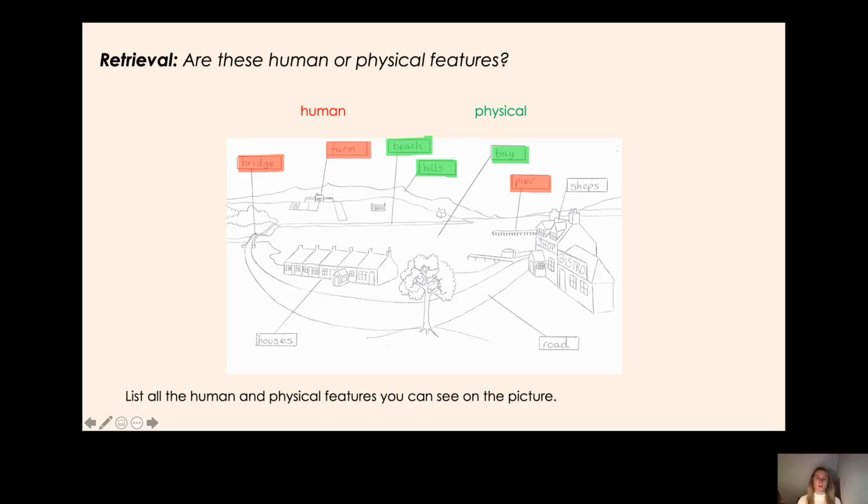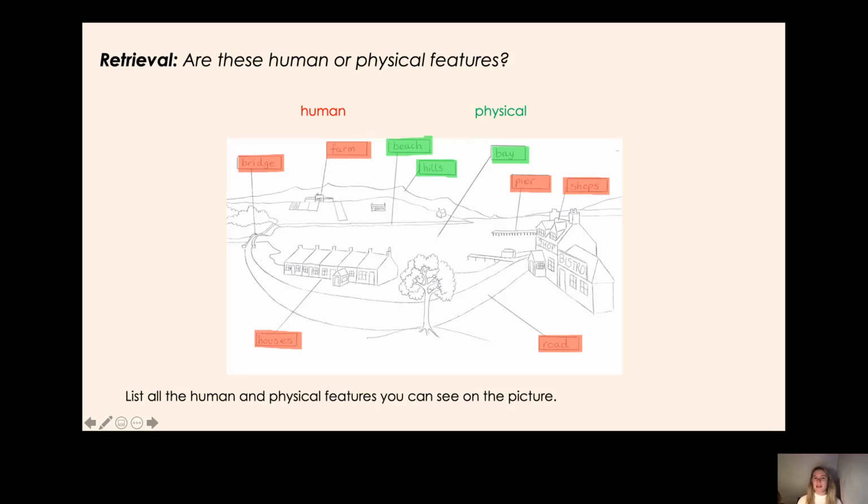OK, what about shops and houses? We'll look at these two together. Shops and houses, because they're both buildings, aren't they? Now, are these natural or has a human built them? Yes, a human has definitely built shops and houses. So therefore, they are both human features. Now, finally, what about a road? Now, is a road natural? Would roads be there if humans weren't around? Well, no, they definitely would not be. So therefore, a road is also a human feature. Fantastic. Well done if you got those right.